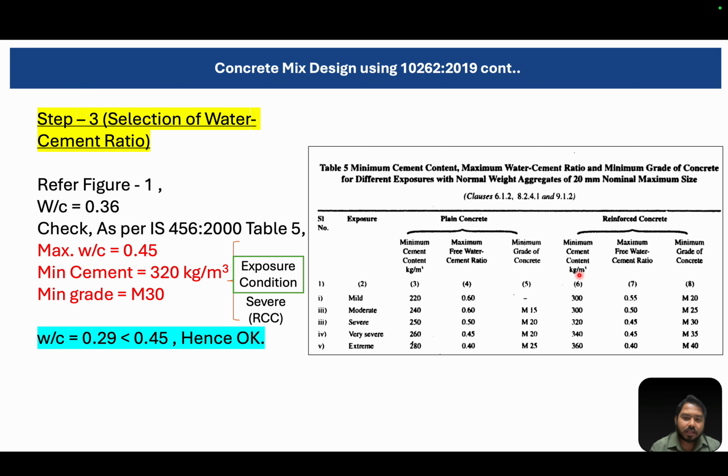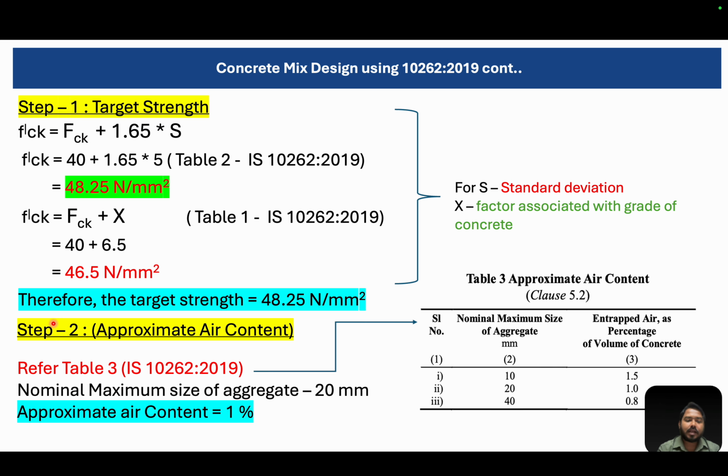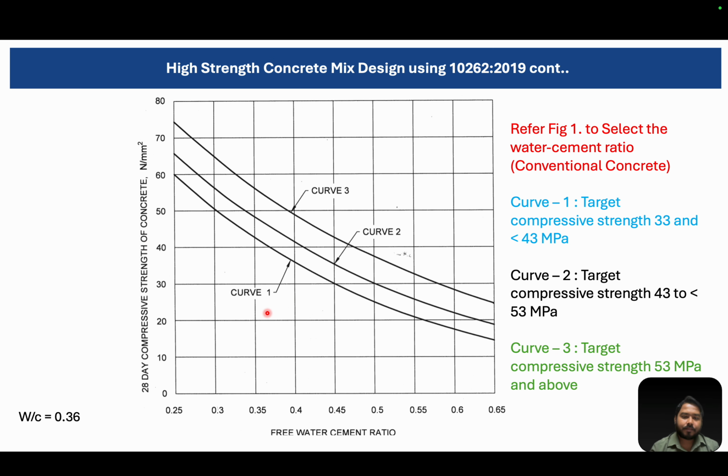Let's see from this. As you have already calculated in the first step what the target strength is, here in my case, my target strength is 48.25 Newton per millimeter square. So I need to check figure number 1. How will I check? You can see on the X axis, you have a free water to cement ratio, that I am going to find out, and the Y axis gives the 28 days compressive strength of concrete. So what is my target compressive strength? My target compressive strength is somewhere 48.25 Newton per millimeter square. So say for example 48 means it is somewhere here.